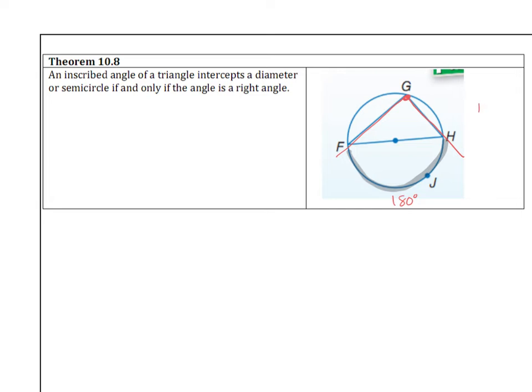So if you take 180 and divide it in half, you get 90, which means this angle must be a right angle. So let's just make a note here. Segment FH is a diameter. This distance across here is a diameter, and that means the measure of angle G equals 90 degrees.